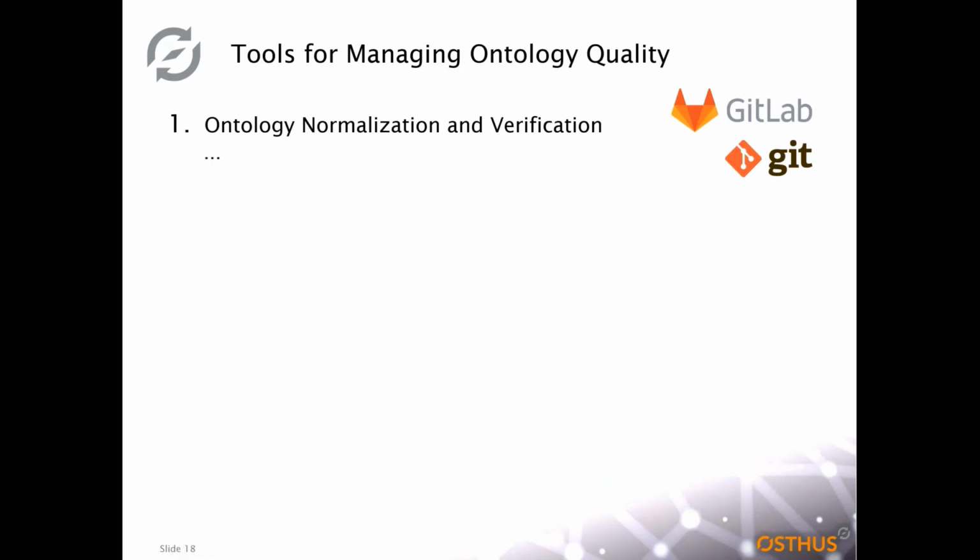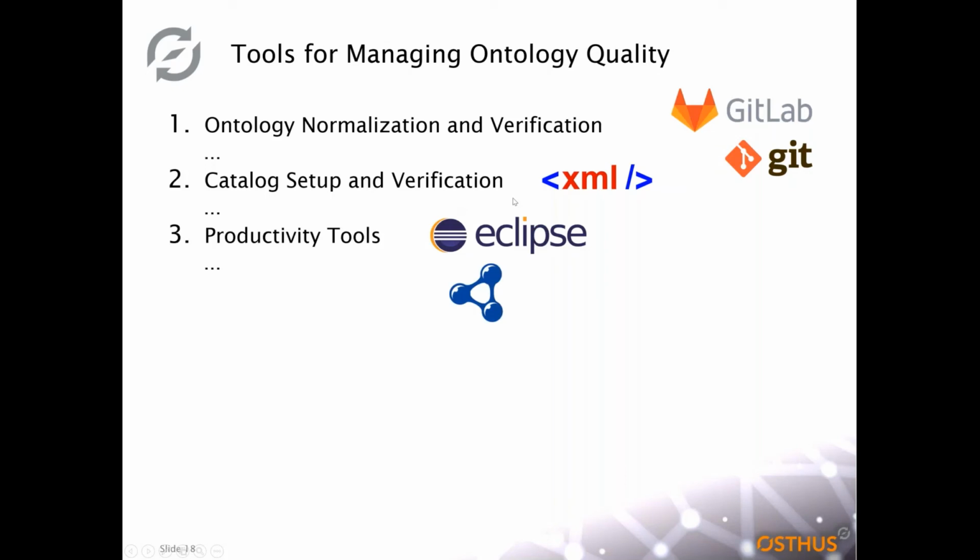So to recapitulate, we have tools for normalizing our files and to verify against our Styleguide. We have tools for technical setups for the catalogs and for defining our check levels. We have productivity tools for Shackle. And we have other tools.